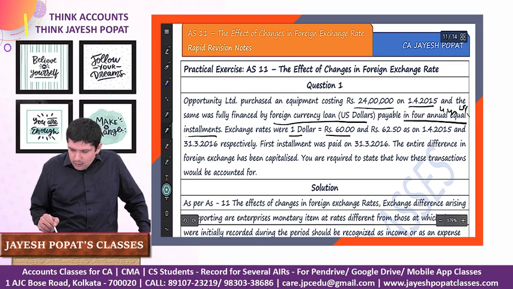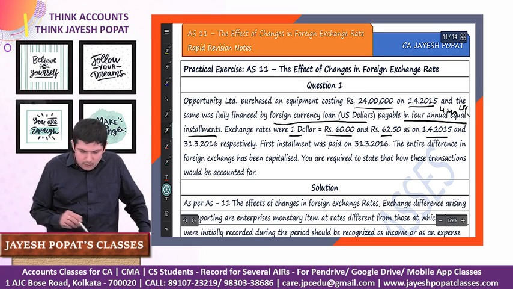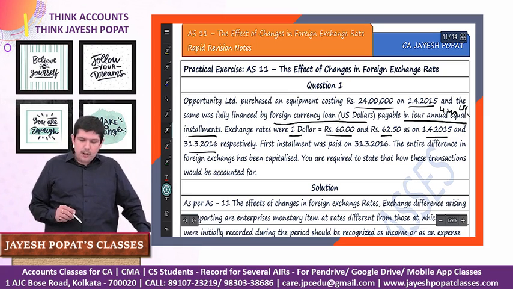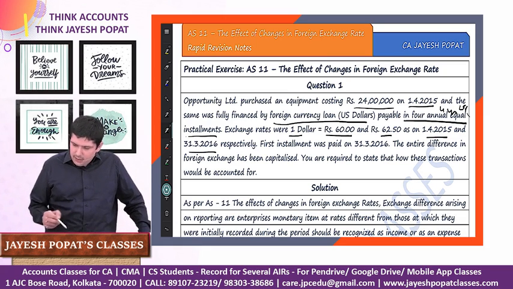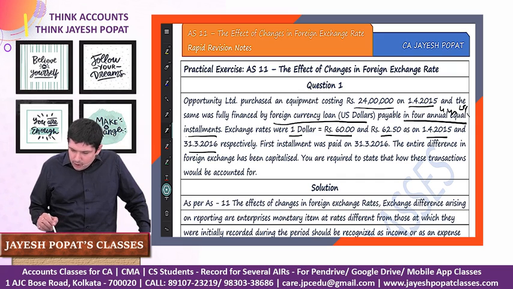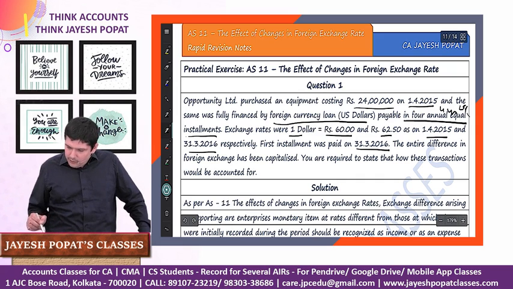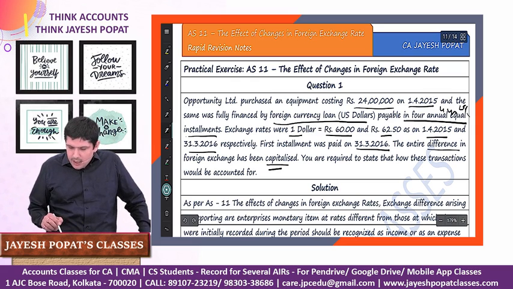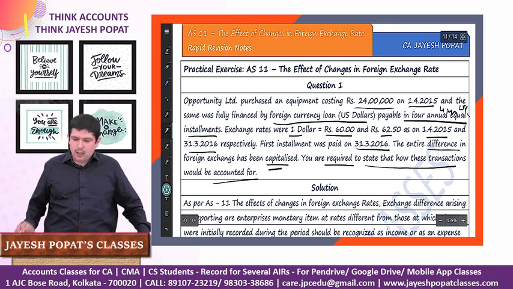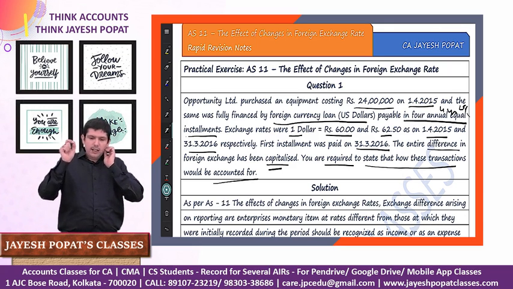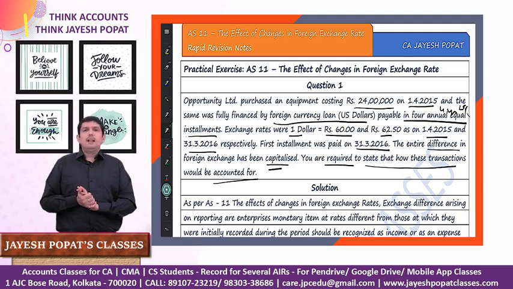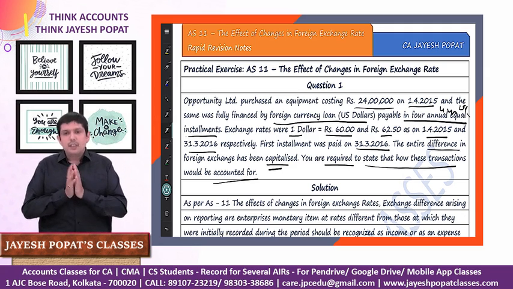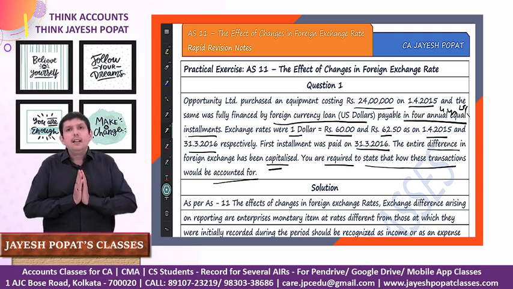Exchange rate of $1 was 60 and 62 on 1/4 and 31st of March 16, which is the year end. The first installment was paid on 31st March 16. Entire difference in foreign exchange has been capitalized. You are required to state how this transaction is to be accounted for. So, here we have taken a foreign currency loan, and with the help of this loan, we have purchased a depreciable fixed asset, which is my equipment.